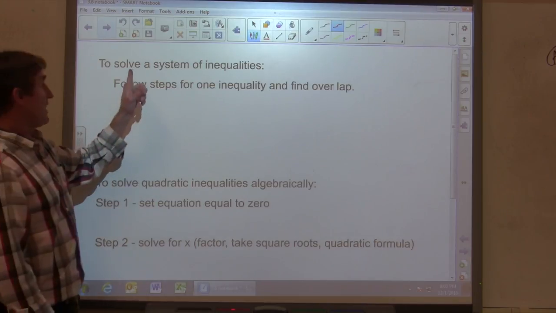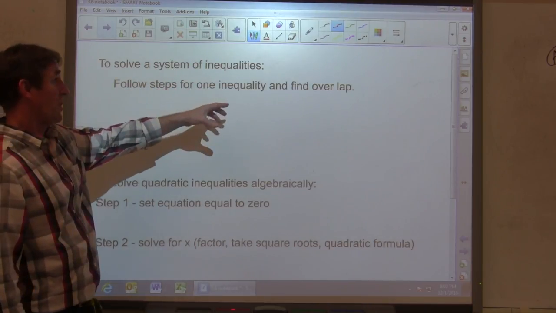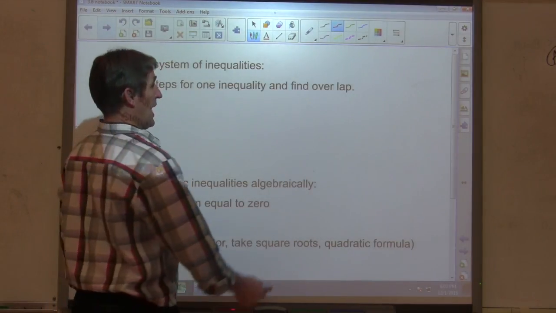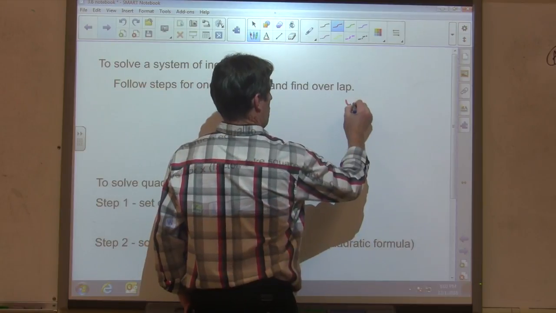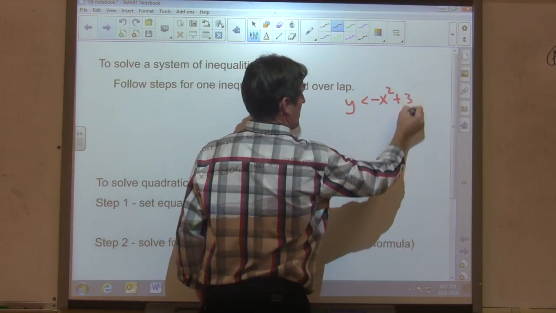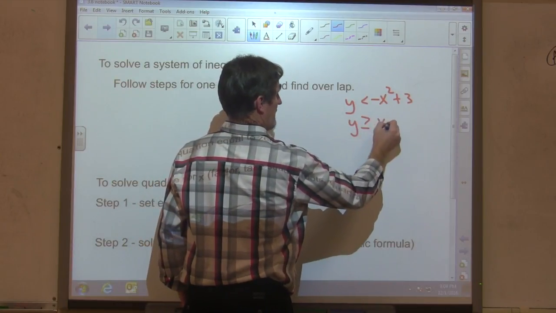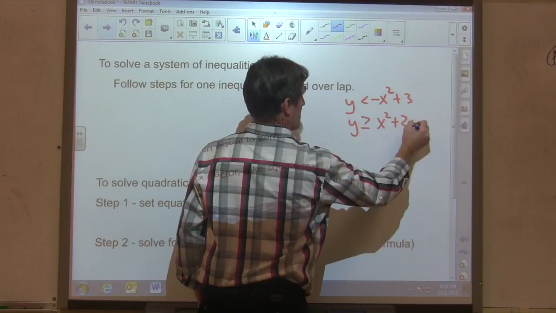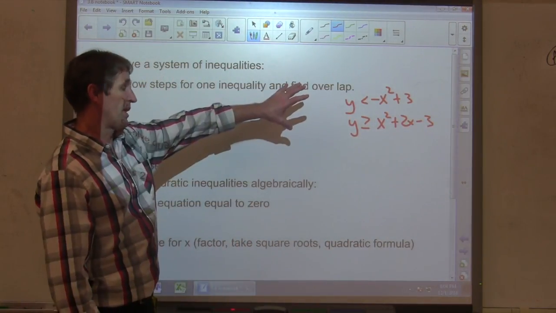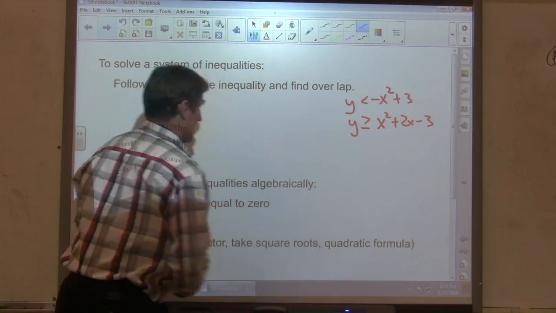All right, next let's solve a system of inequalities. So we follow the same steps we do for one inequality, and then we just do it twice and we find the overlap. So as an example, if I had y is less than negative x squared plus 3, and y is greater than or equal to x squared plus 2x minus 3, and we wanted to find the solution of both that system of inequalities. So let's do the graph.